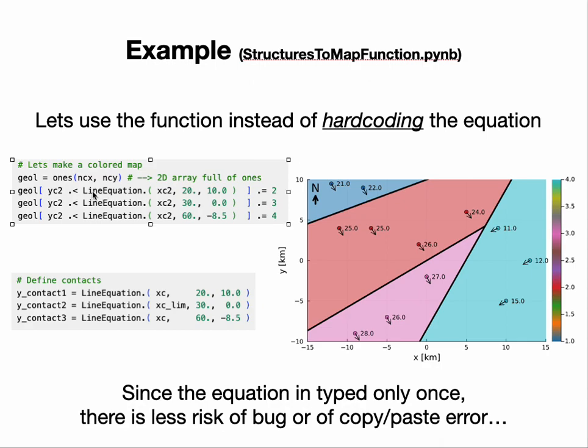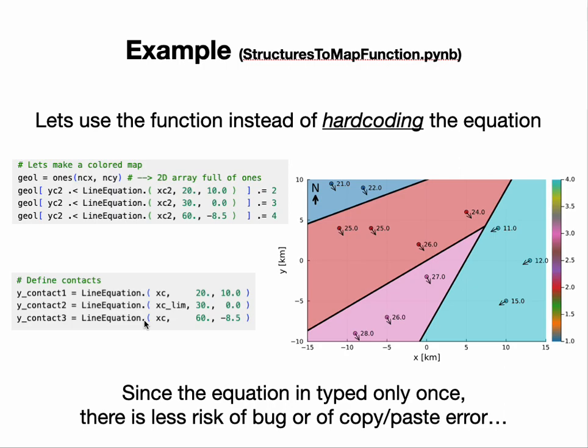So here you see how to make the color map. You can use line equation. XC2 are the 2D coordinates, the 2D coordinate x of each of the pixels. So here we want to broadcast the function to all of these pixels. So we use the dot here. To draw the lines, we are using vectors. So xc is a vector, xc_lim and xc are both vectors. So we also want to broadcast line equation to this vector. So we use a dot notation here.